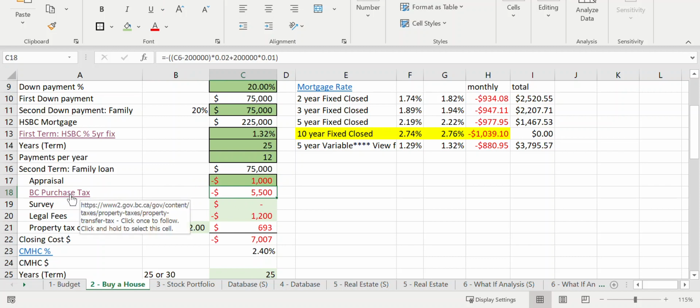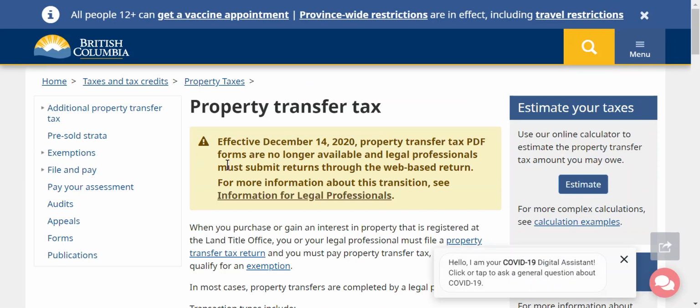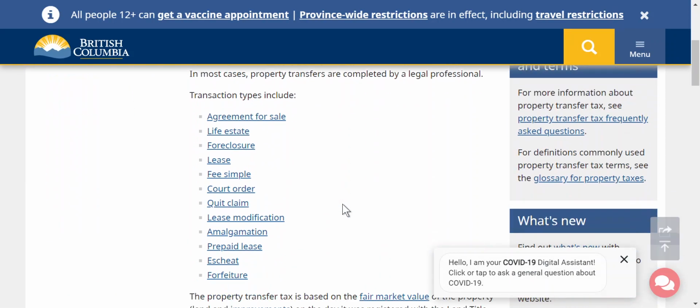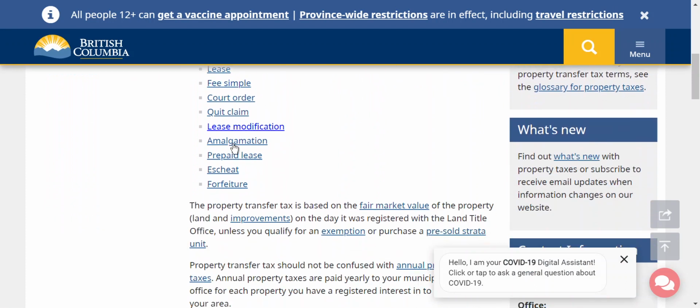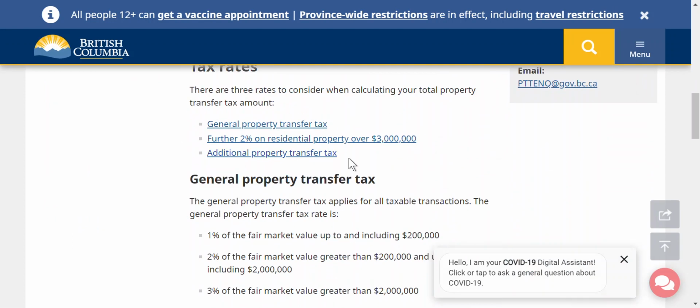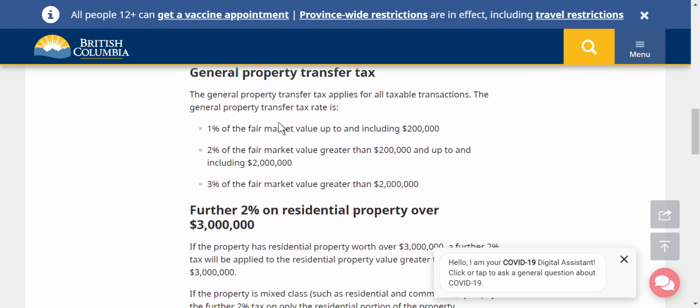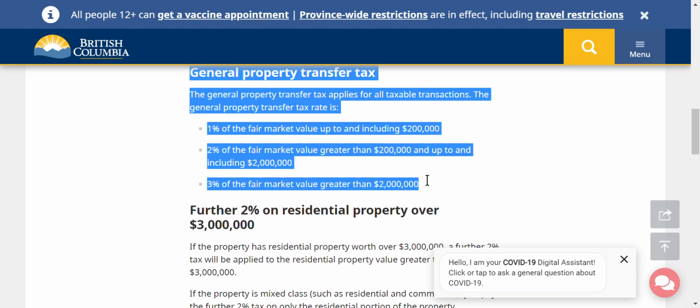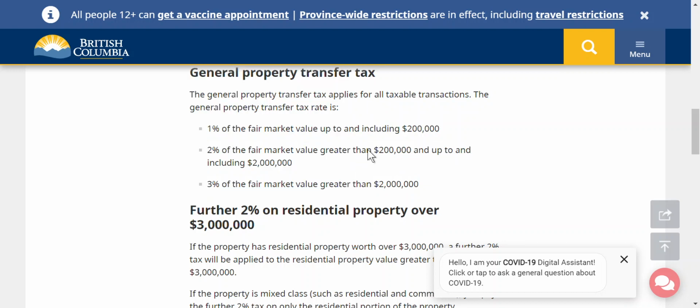So what I've done is I put in a link here, and the link basically will take us to the BC property transfer tax page. And you can go through and see what the fees are for purchasing a property. So I've kind of simplified the process a little bit by taking this general property transfer tax information and writing it into a formula. So this would be a good exercise to take this right here and write your own formula. I'm going to walk you through the process, but you can see how you'd want to be able to understand a problem like this and be able to solve it using Excel.